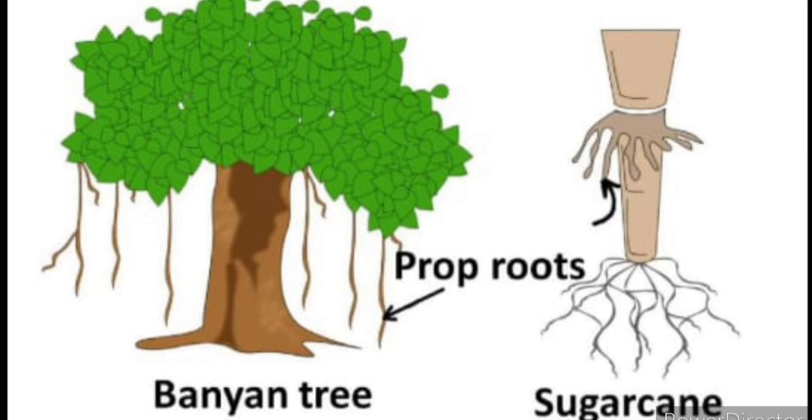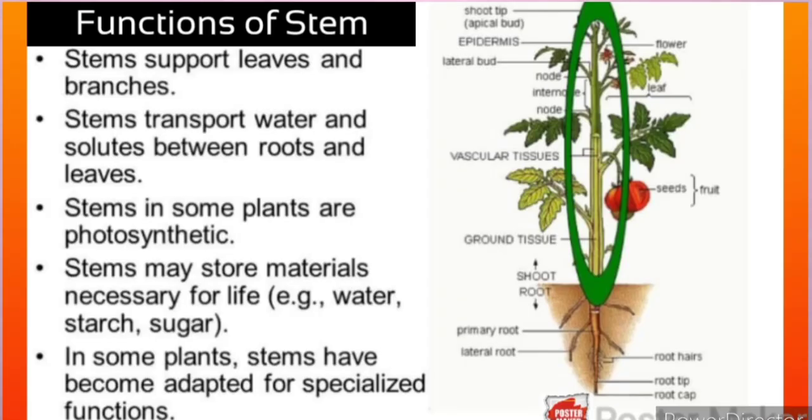Now next we come to the stem. In the stem, first of all, we are going to see the important functions of a stem. So what are the important functions of a stem? Stem supports leaves and branches. Stems transport water and solutes between roots and leaves. Stems in some plants are photosynthetic. Stems may store materials necessary for life, for example water, starch and sugar. In some plants, stems have become adapted for specialized functions. So these are the important functions of the stem.